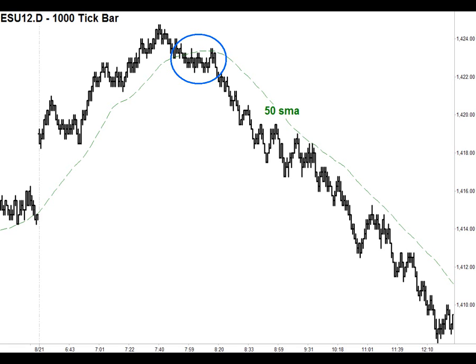Once again, if price is above its moving average, it's telling you that it's performing, it's overperforming. If it's under its moving average, it's underperforming. So you only want to be long when something is above, and you only want to be short when something is below.